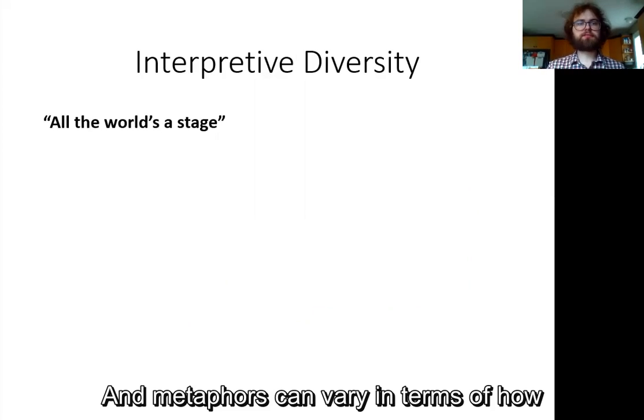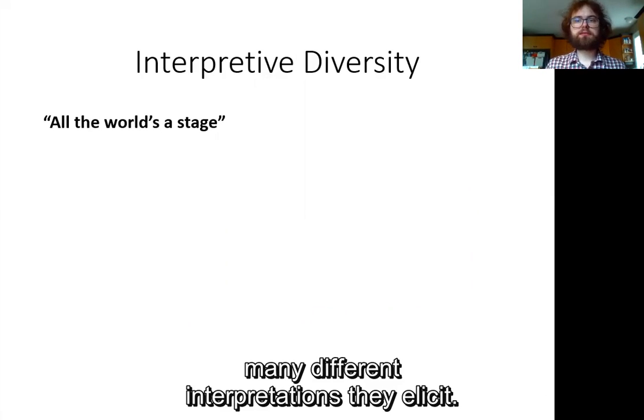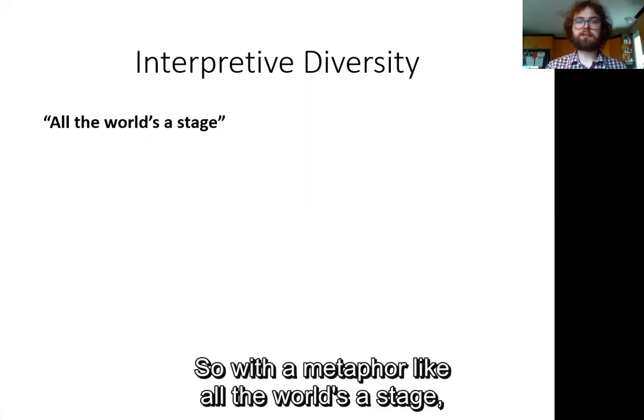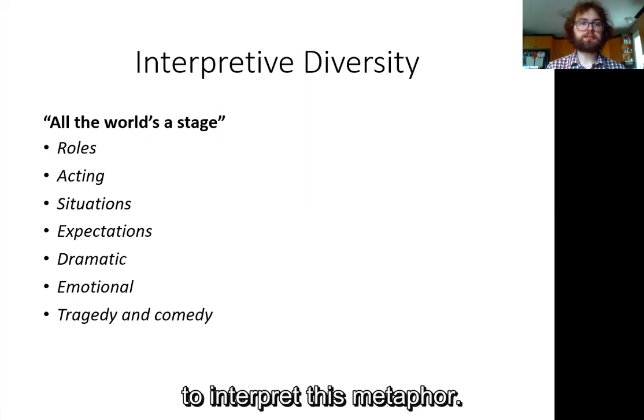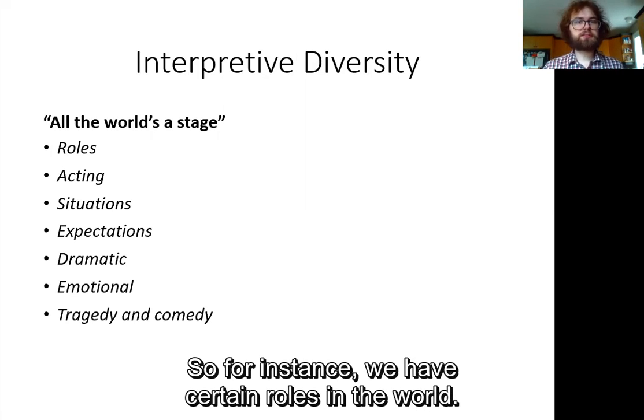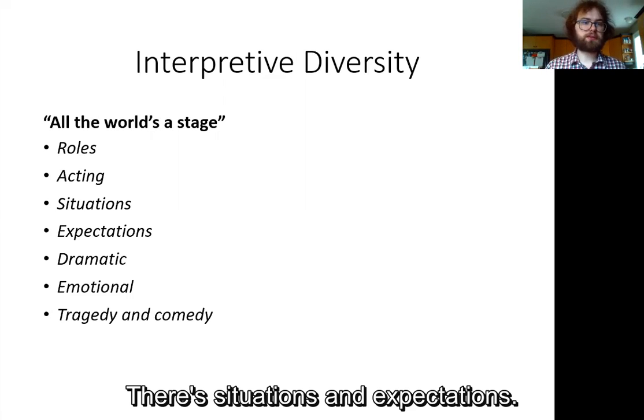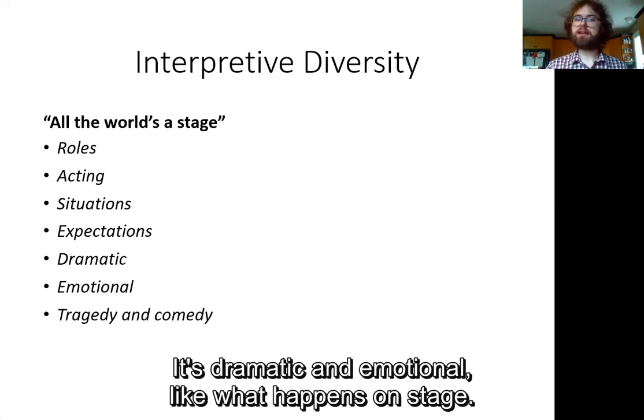And metaphors can vary in terms of how many different interpretations they elicit. So with a metaphor like all the world's a stage, there could be a whole bunch of different ways to interpret this metaphor. So for instance, we have certain roles in the world, there's situations and expectations, it's dramatic and emotional, like what happens on stage.